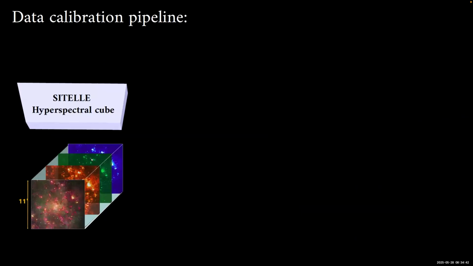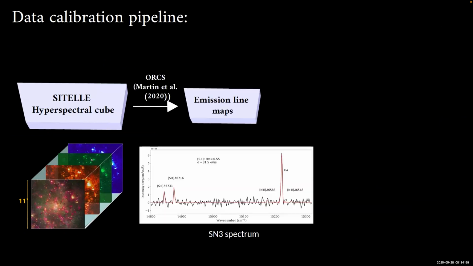Okay. If we go from scratch, what we receive from CTEL is hyperspectral cubes. So it's IFU data. Pretty sure you all know what it is. But you basically have 1 image per wavelength. So that's a lot of data. It's 4 million spectra.